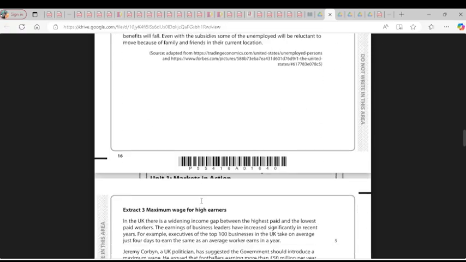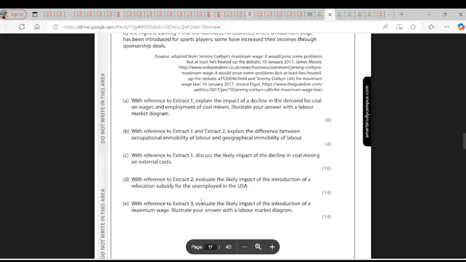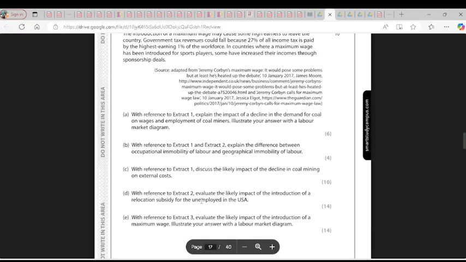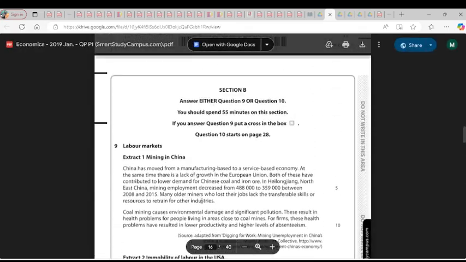Question B. It said with reference to extract 1 and extract 2, so we have to read extract 2 now. Are you there? Yes, sir.